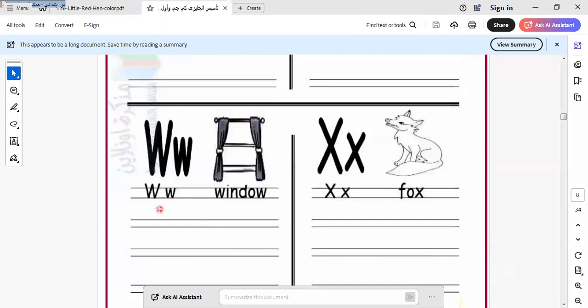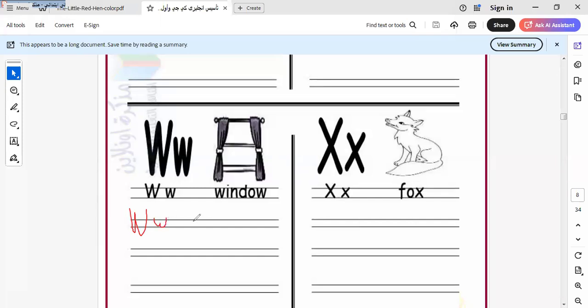Today we took another new letter, which is capital W and small w, written like this. Here is window, written like this. Okay, window.